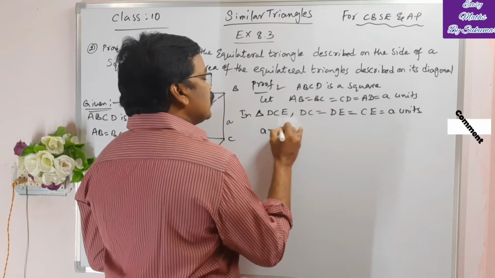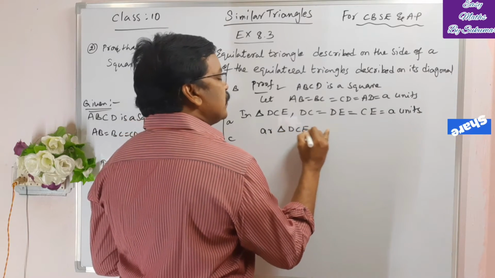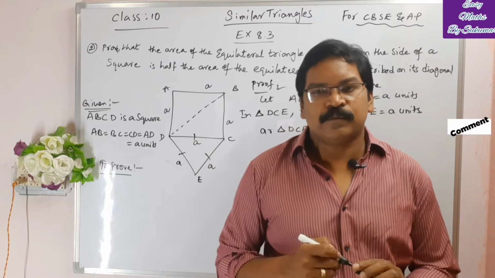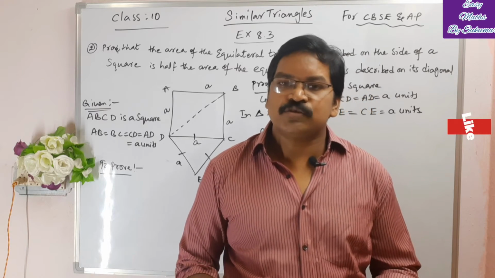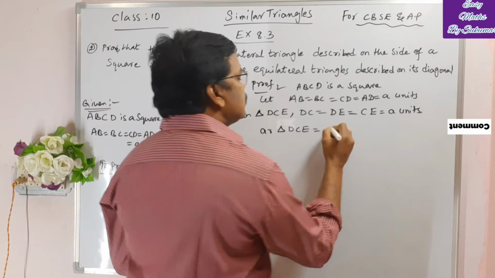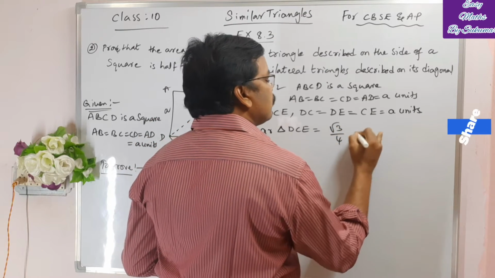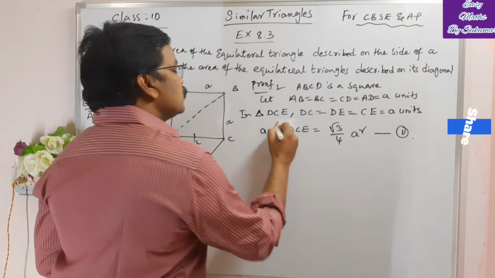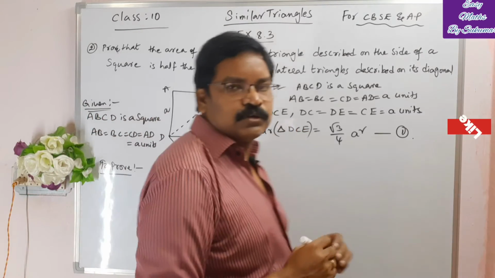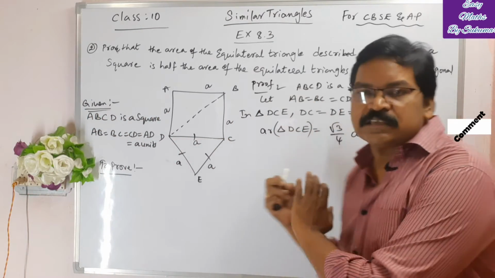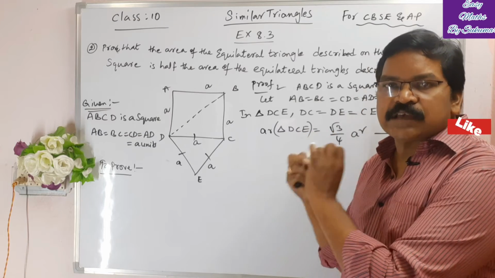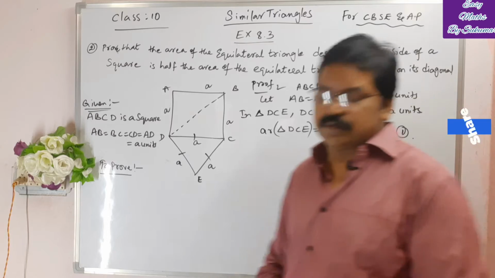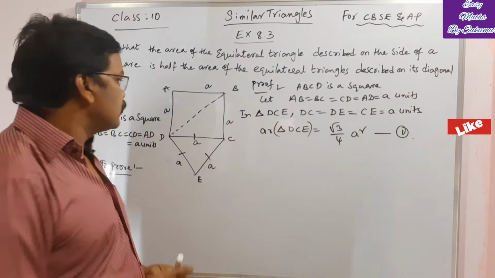So what is the area of triangle DCE, my dear students? As I told you in the previous problem, the area of an equilateral triangle is root 3 by 4 into a square. That means here this is root 3 by 4 a square. This is equation 1. Why have I taken a square here? Since the side of the equilateral triangle DCE is a units.